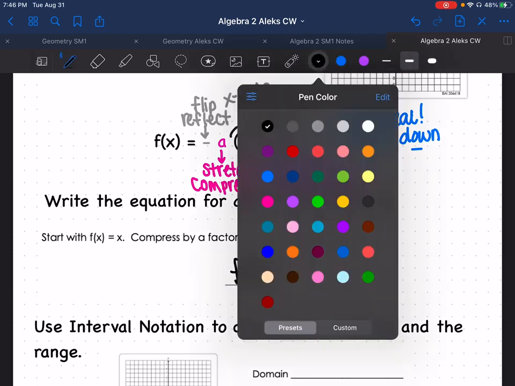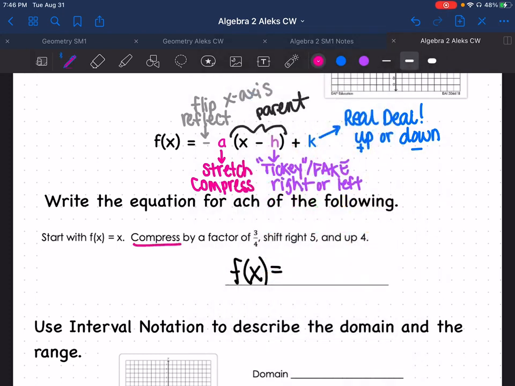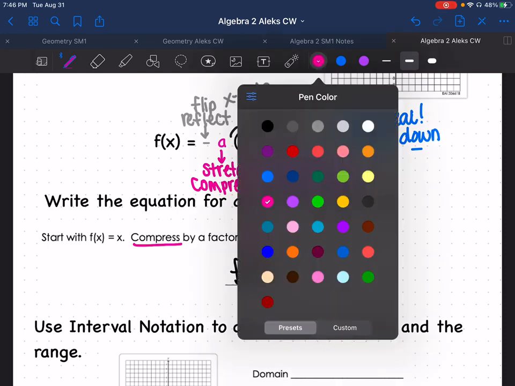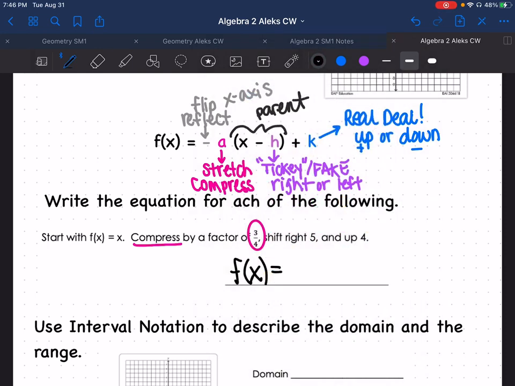Okay, so compressed by a factor of 3/4. This 3/4 is what's going to become my A value. And since there are no words for your flip or reflect, we're going to just ignore it. Since these words were not here, this symbol does not exist, and we're going to start right here with the compress by a factor of. That A value becomes this number.